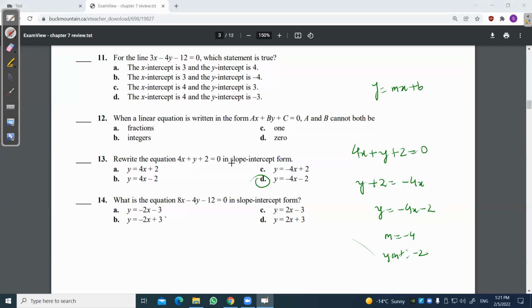Notice the wording. It's asking us to rewrite it in slope-intercept form. The other question was asking us to find the x and the y-intercept. In that question, we set x and y as zeros, but in this case, you just want to isolate for y. Okay? Look at 14.